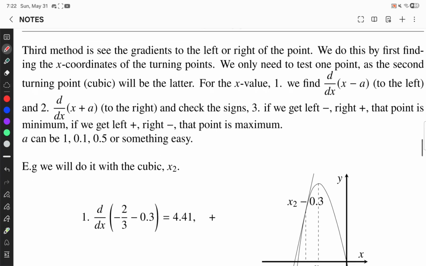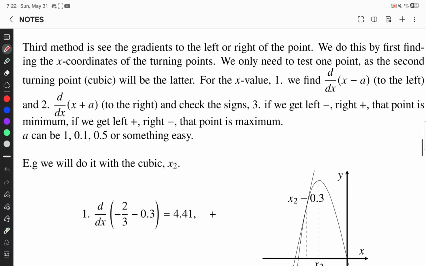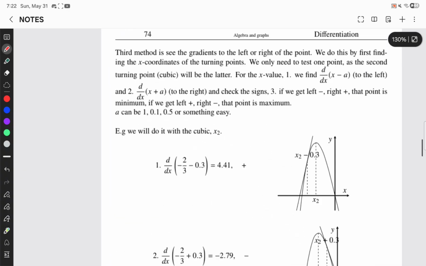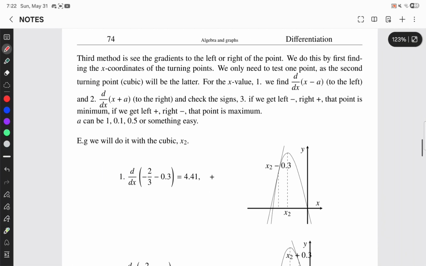One, we find d over dx of x minus a to the left and x plus a to the right. Y minus a plus a. Now, check the signs. Three, if we get left, right, that point is a maximum. If we get left, right, that point is a minimum. Okay, what is actually going on?